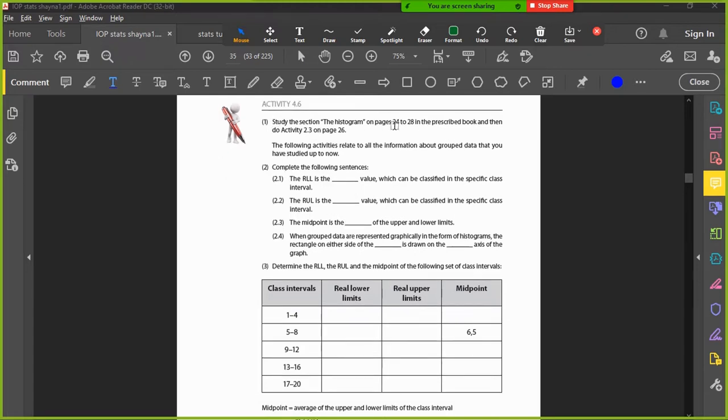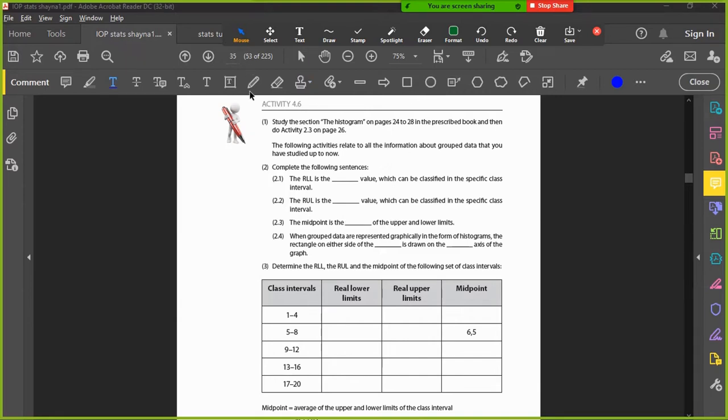We're not going to study the histogram, because that's in the textbook, but we can answer these questions. Complete the following sentence. The real lower limit is the what value? Is the minimum value? Yes, the minimum or the lowest or the smallest value. Upper limit would be the biggest or the highest or the maximum. Do you agree? Yes. What is the midpoint? The average. No, the midpoint's not the average, it's the in-between point. Okay.